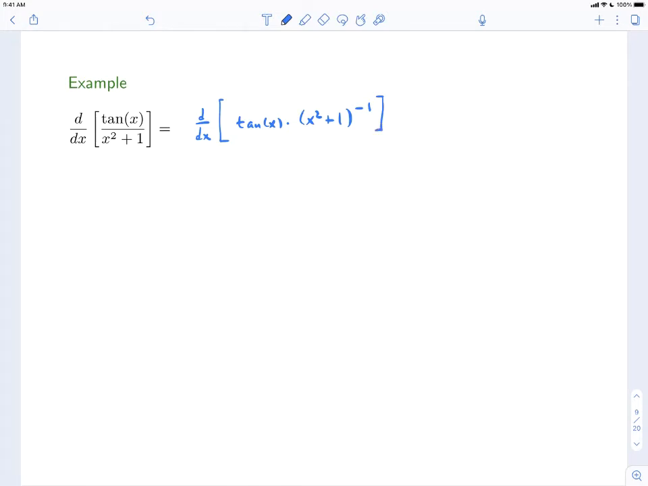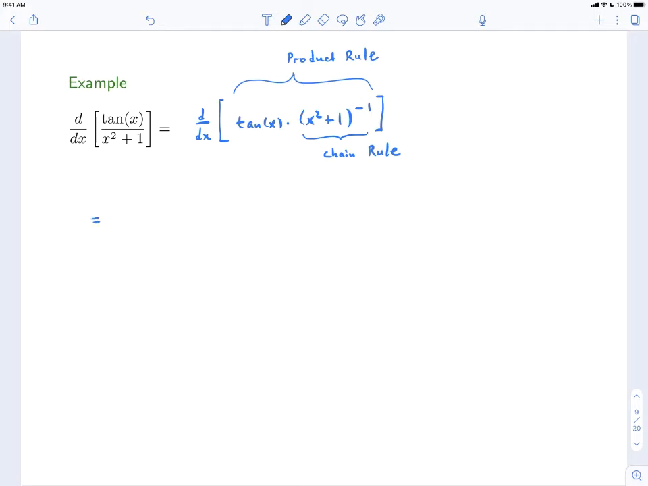So you can always write whatever's in the denominator as something raised to the negative 1. So you can always turn any quotient into a product where you have a composition. So in order to compute this derivative, we're going to need to use the chain rule. But we ultimately have a product here, so we're going to have to use the product rule too. So if you want to convert a quotient into a product, you have to use the product rule and also the chain rule. So let's go ahead and do that.